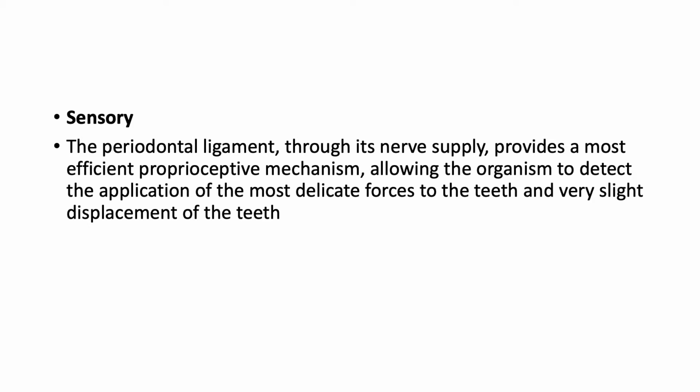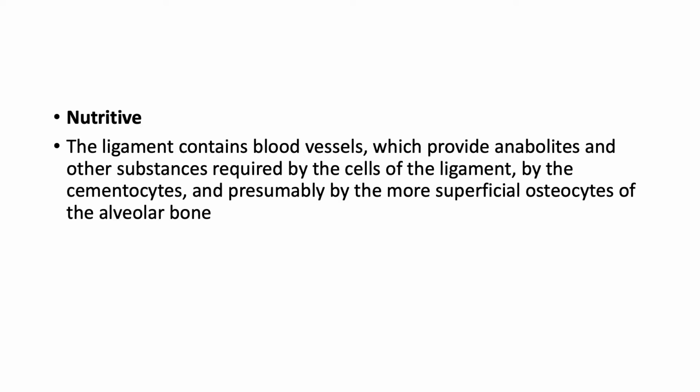Sensory: the periodontal ligament, through its nerve supply, provides a most efficient proprioceptive mechanism, allowing the organism to detect the application of the most delicate force to the teeth and very slight displacement of teeth. Nutritive: the ligament contains blood vessels that provide nutrients and other substances required by the cells of the ligament, by the cementocytes, and by the osteocytes of the alveolar bone.